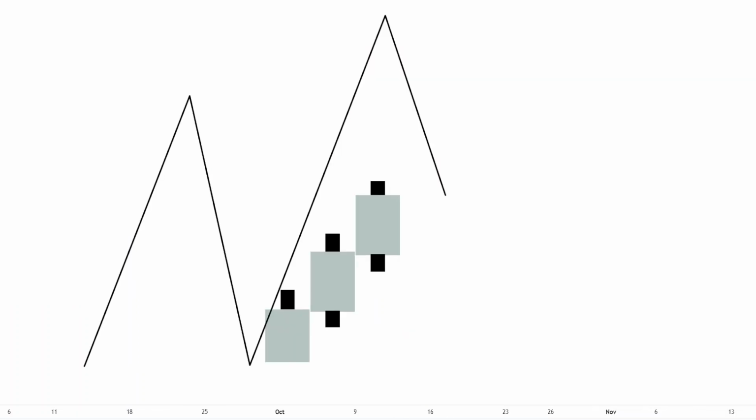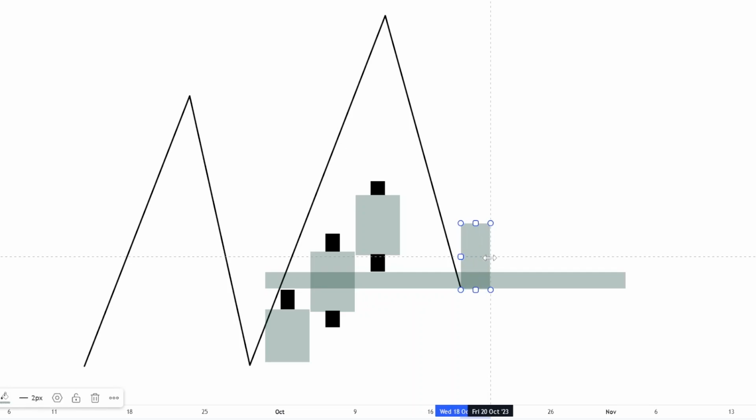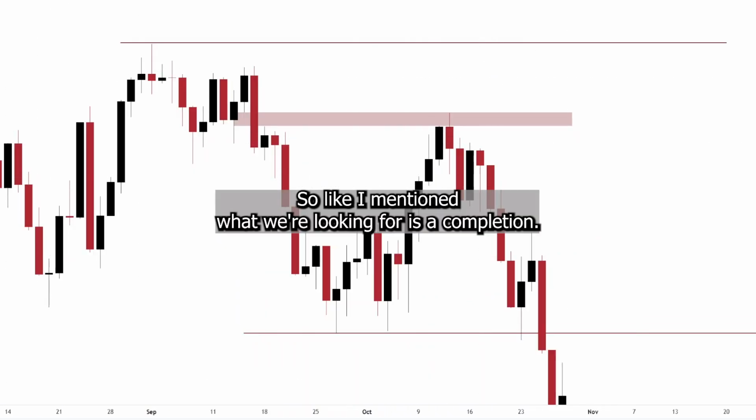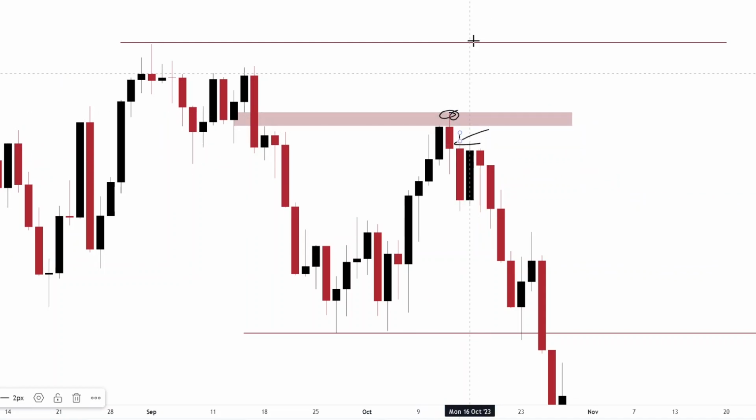So how would we trade this? As you can see here, you have your fair value gap right here. And in this case, this is obviously a bullish fair value gap. So what you would want is you would want price to complete this fair value gap, completely close it and give us a signal candle, which in this case, since it's a bullish fair value gap, we would want to see a bullish candle. This would be our confirmation that this is a valid extreme fair value gap. So like I mentioned, what we're looking for is a completion. As you can see here, price completed your fair value gap and gave you a red candle signal.